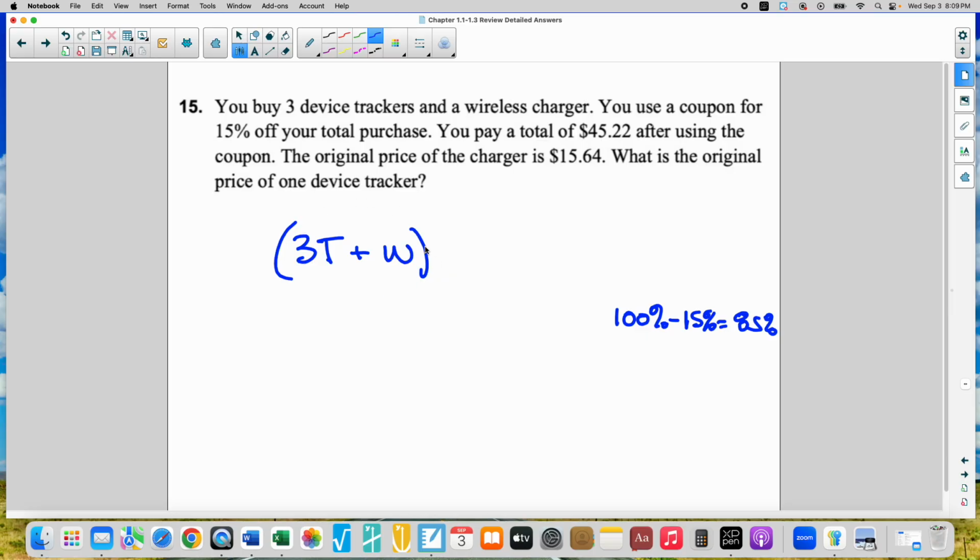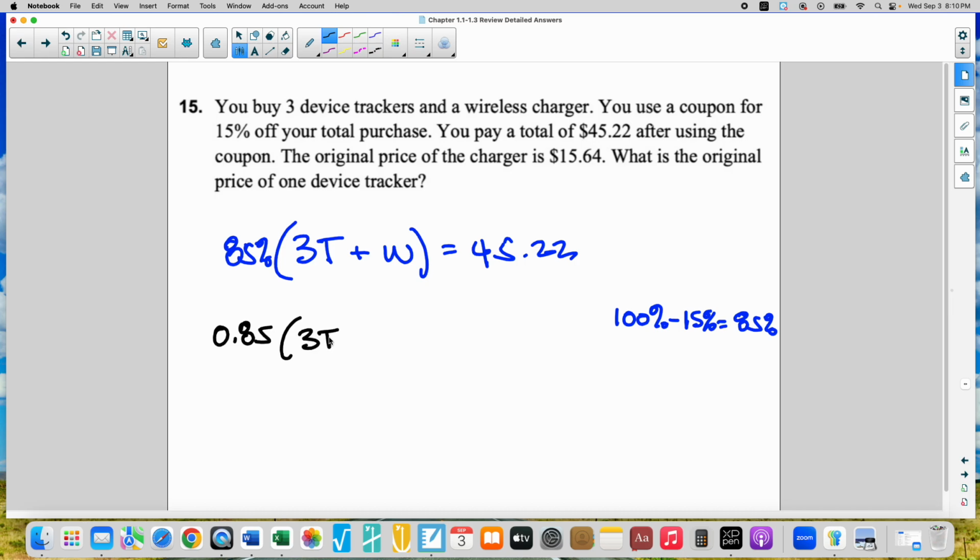So this value, I pay $45.22, but it is 85% of the total. This is the total. I have to add those two things together. So that is your equation. Now we would convert this to a decimal, but we just want to see this. 85% of the total should equal how much I pay. Now we can start plugging in things and changing things. So the original price of the charger is $15.64. Okay, so let's convert this to a decimal.